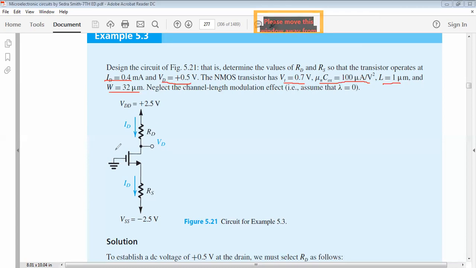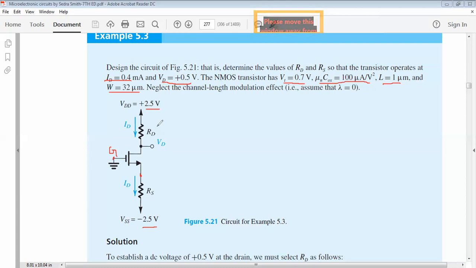In this circuit diagram, observe the gate terminal. Gate terminal is connected to ground. Then drain and source terminals are connected to supplies through resistors RD and RS. VDD is equal to 2.5 volt, VSS is equal to minus 2.5 volt. By using the given data, you need to find or design the circuit.